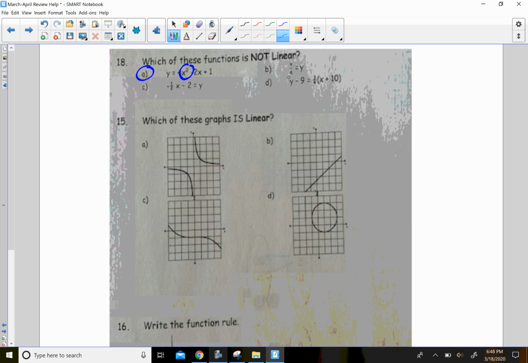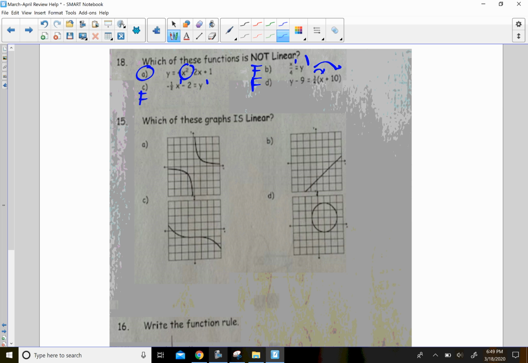B has a fraction, but y is to the first, x is in the numerator, and it's a 1. That's linear. Again, I got a fraction. Doesn't matter. If this is a 1, that's a 1. That's linear. And then choice D, I might have to do some distributing, but I'm still going to have an x to the first and a y to the first, so it's also linear.